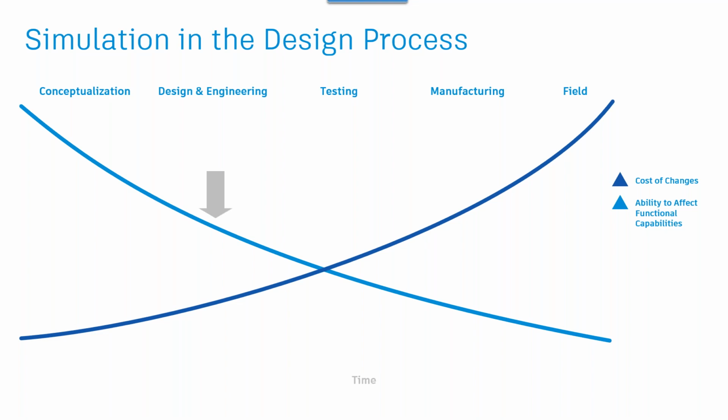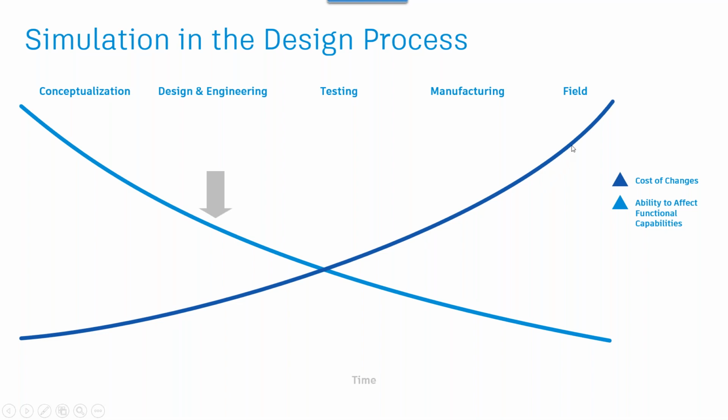Now, using simulation in the design process is a critical part of the whole product development process. As you might have seen this kind of a chart or a similar chart in some form or the other, as you go through your product development process from conceptualization to design engineering, testing, manufacturing, and actually sending it out in the field, you have an idea of how much ability you have to make changes to the functional capabilities of the product that you're designing. As you go further into these steps, the ability to make changes goes lower, versus the cost of actually making those changes goes way higher.